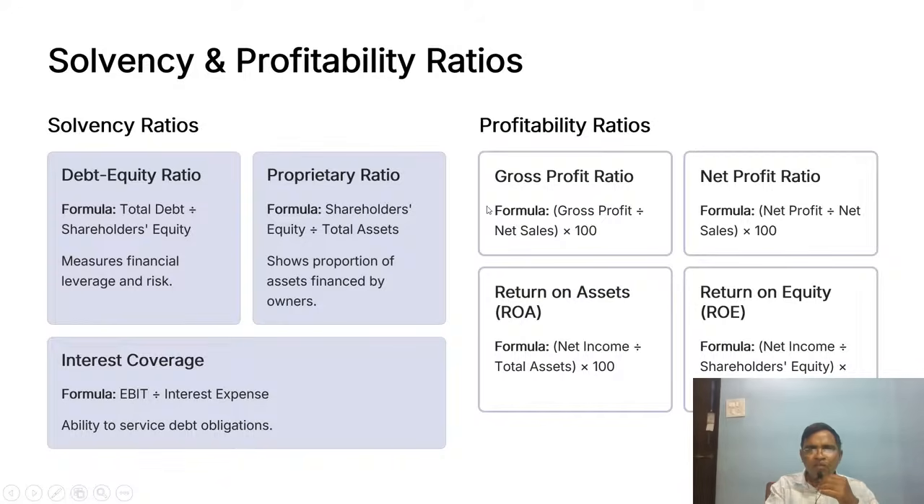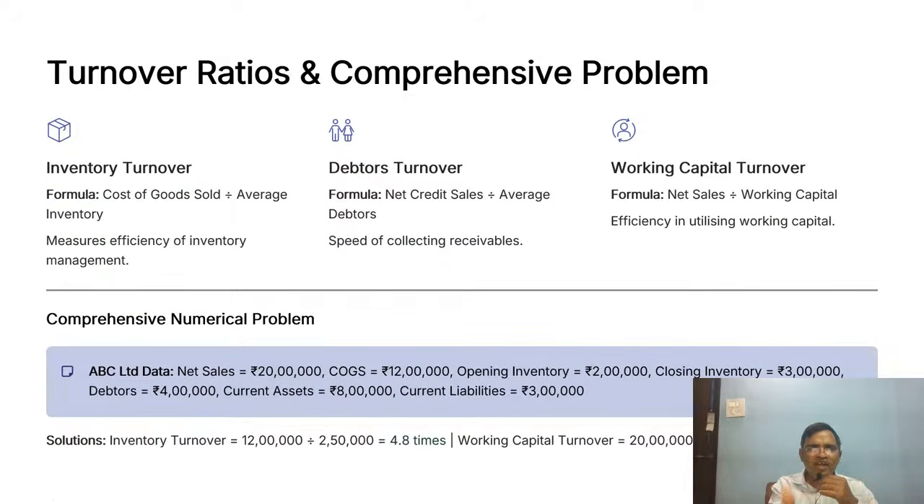So these are the profitability ratios. The formula is mentioned here. Just go through this one, take the screenshot and write the same. Then turnover ratios are mentioned here: inventory turnover, debtors turnover, then working capital turnover. The formula is cost of goods sold divided by average inventory, which gives the efficiency of inventory.